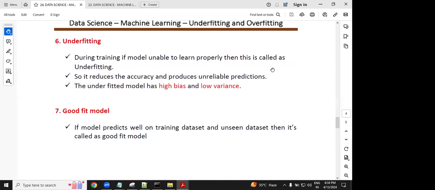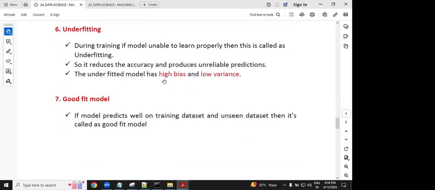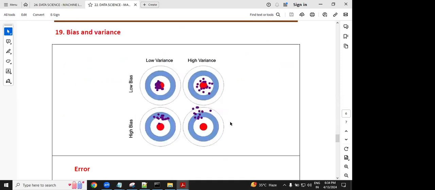Underfitting. I hope you know the underfitting scenario. Any idea? High bias and what exactly? Low variance. Repeating one more time: high bias and low variance.